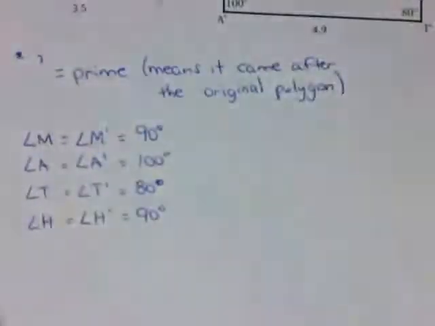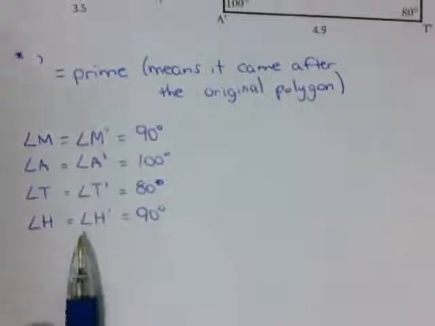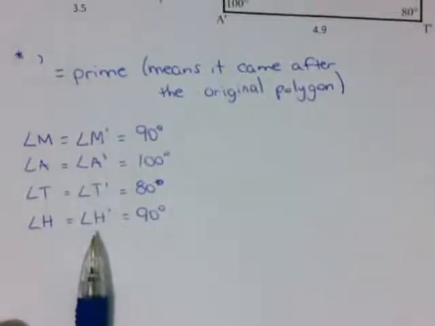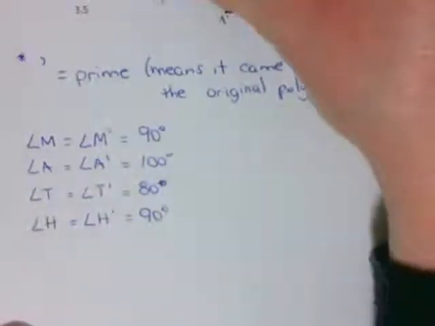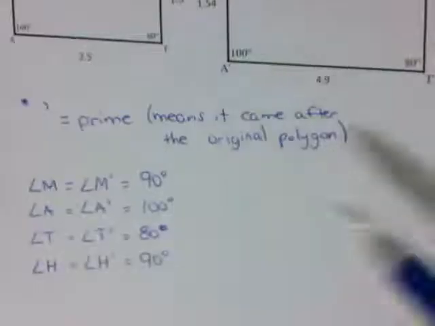This is the work that you show to prove that the corresponding angles are in fact equal to each other. Okay. Now, going back to the sides. Now we're going to discuss that. And I'll just move it up a slight amount here so I can see all my work.